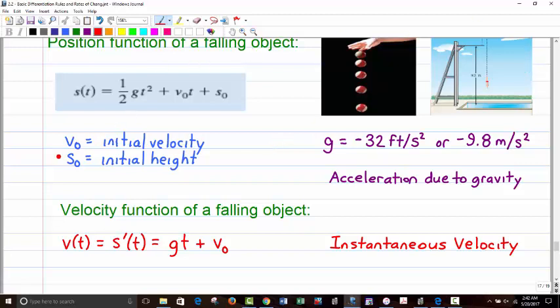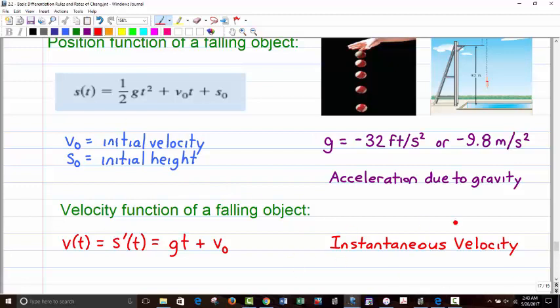V0 is initial velocity. S0 is your initial height. So the initial velocity would be if you were actually throwing an object down versus just dropping it. If you're dropping it, that v0 would be 0, but if you're kind of helping it along, it would have an initial velocity.